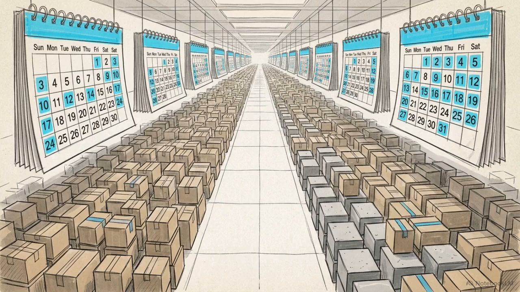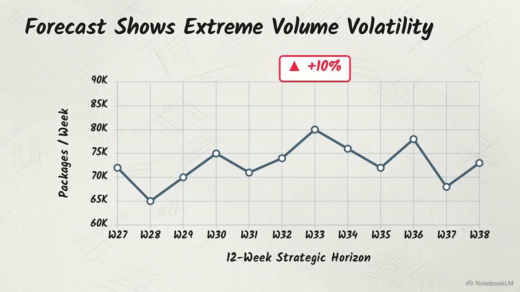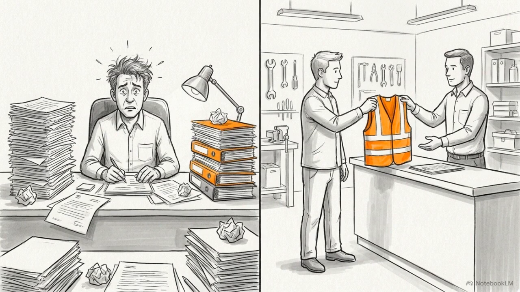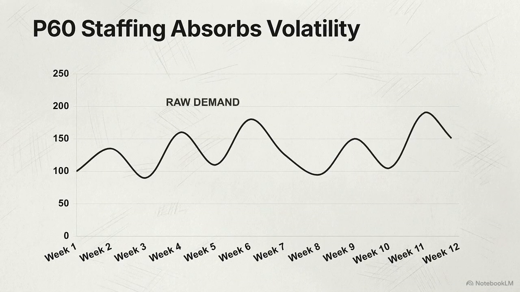To run the facility properly, planning extends to a 12-week strategic horizon. Over 12 weeks, market volatility generates volume swings of up to 10%. Constantly hiring and firing permanent staff to match these swings creates friction, damages team engagement, and incurs heavy severance costs. The structural response to this volatility is the base plus flex methodology.